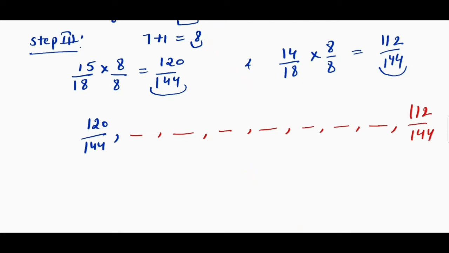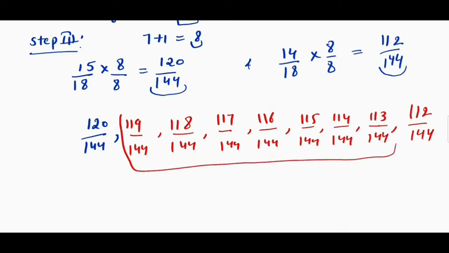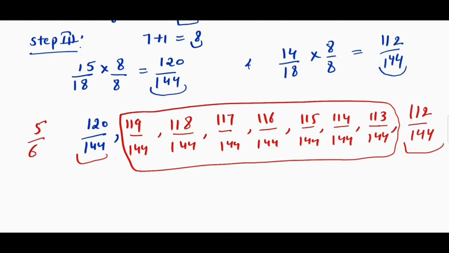So here see we have 120 and here we have 112. So we'll write numbers like 119 divided by 144, 118 divided by 144, 117 divided by 144, 116 divided by 144, 115 divided by 144, 114 divided by 144, 113 divided by 144. So these are my 7 numbers which we can insert between these two rational numbers, and these two rational numbers are 5 by 6 and this is 7 by 9.